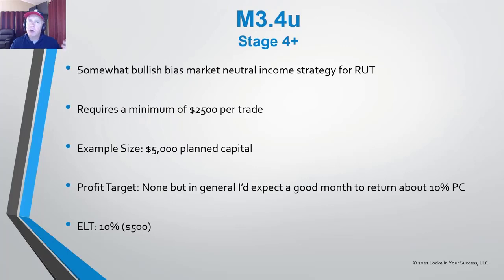going to show you a trade review that we did on this M3.4U for our options trading for income members within our Go membership. So a brief description of the M3.4U would be a somewhat bullish bias market neutral income strategy designed for the Russell 2000. The strategy requires a minimum of $2,500 per trade. The example size of the trade we're going to review is going to be a $5,000 planned capital trade.